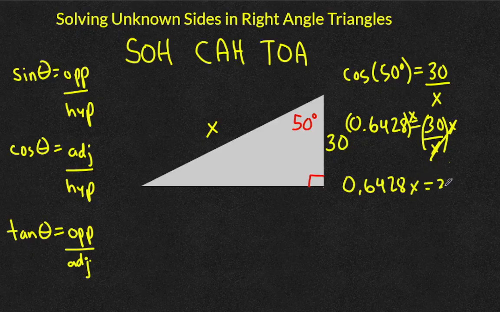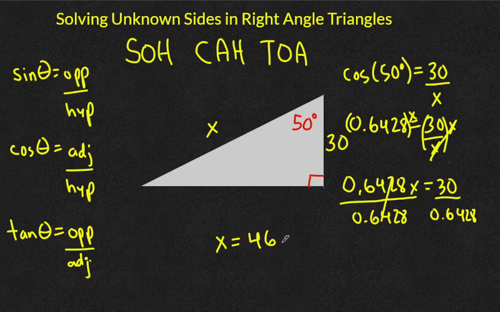0.6428x equals 30, at which point we can divide both sides by 0.6428. It cancels on this side, and it leaves us with our final answer of x equals 46.67. Those are the two different ways that we can solve these problems.